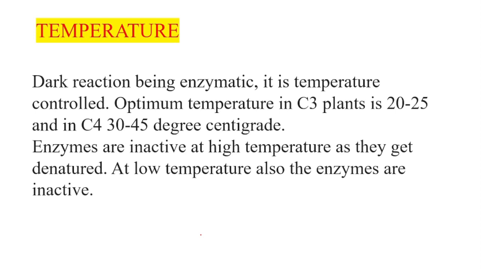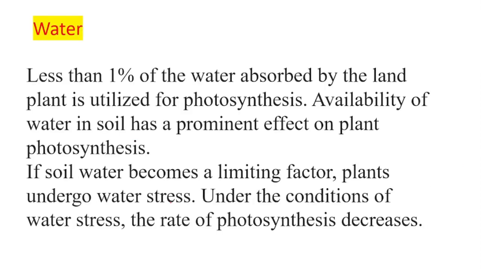Now this is the temperature. The dark reaction being enzymatic, it depends on temperature. You know that enzymes are proteins, and they work at optimum temperature in C3 plants, and in C4 plants it is 30 to 45. Enzymes are inactive at higher temperature as they get denatured. And lastly, water: less than 1% of water absorbed by the plant is used, and soil and conditions of water stress matter. This is also important because water is an electron donor in C3 plants.